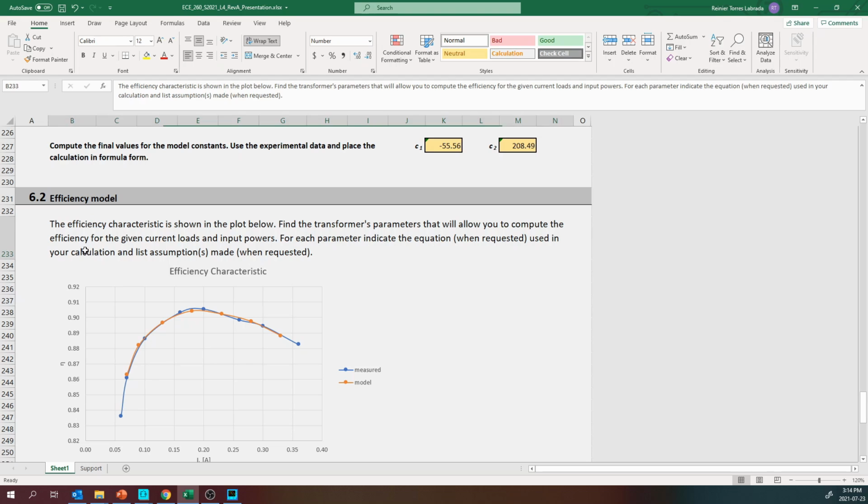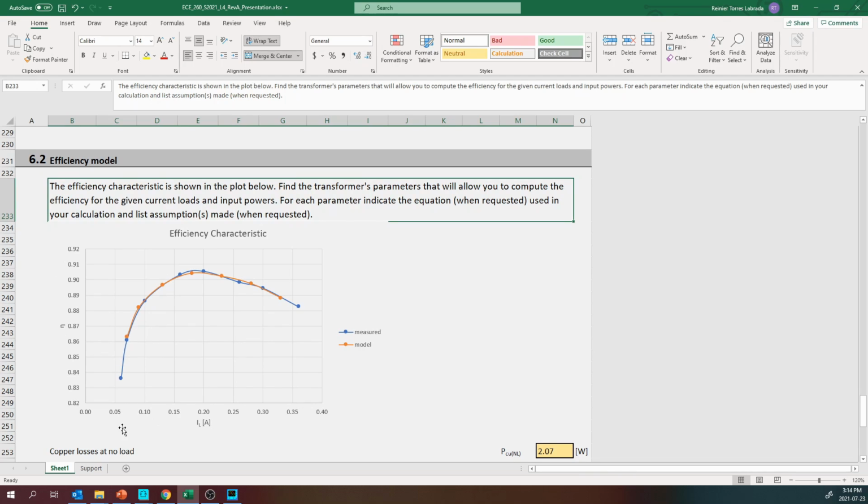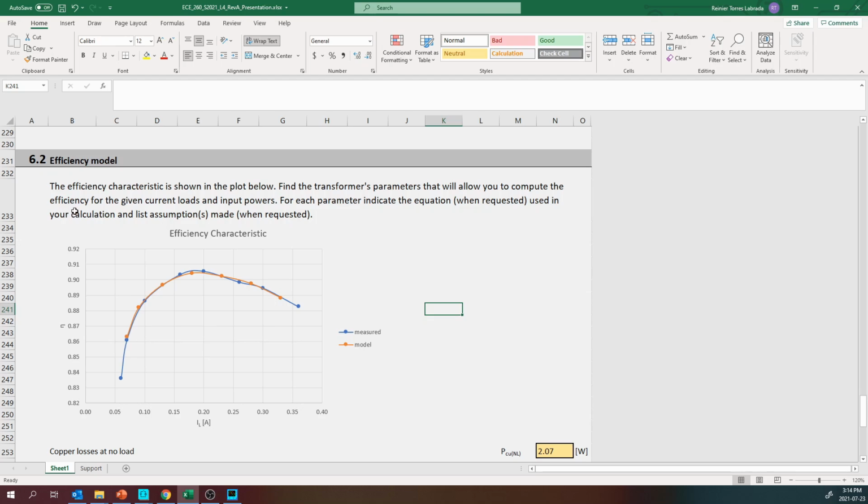So this is the efficiency characteristic. What we're seeing here is, in the x-axis is the load current, and in the y-axis is the efficiency. And what this tells us is how efficiency changes as load current changes. This is very important because it allows you to feed a load that would improve the efficiency as much as possible, so you have the minimum amount of losses when the machine is operating.